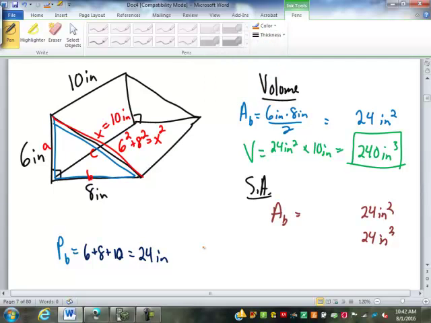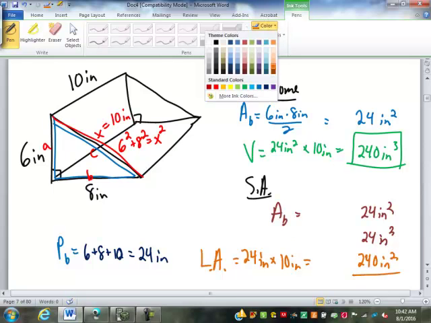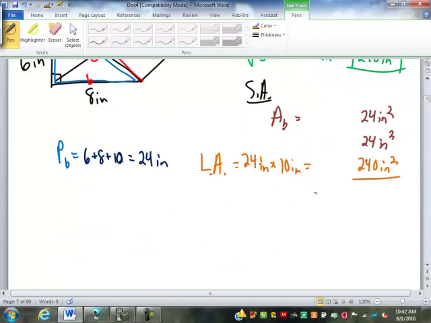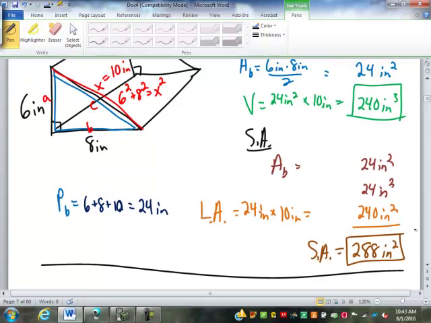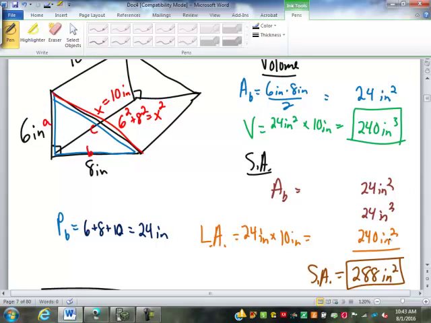Which makes my lateral area the perimeter of the base, 24 inches, times my length of 10 inches, which is another 240 square inches. Adding the 2 bases and the lateral area up gives me a total surface area of 288 square inches. Anybody get both of those right? Down to 2 of you again. Any questions on that one? A little bit trickier because the base wasn't the bottom, is all.